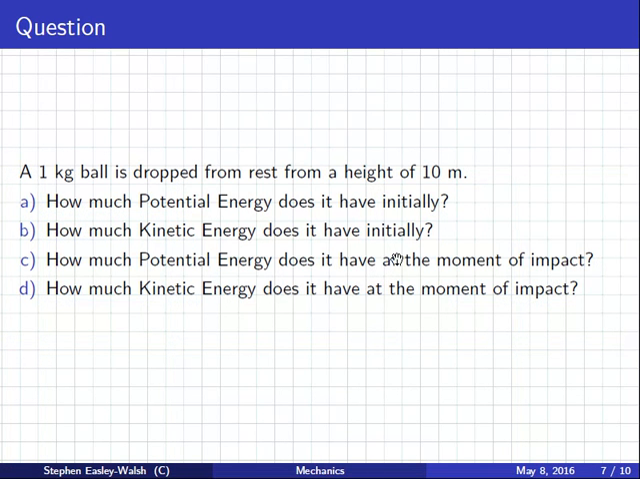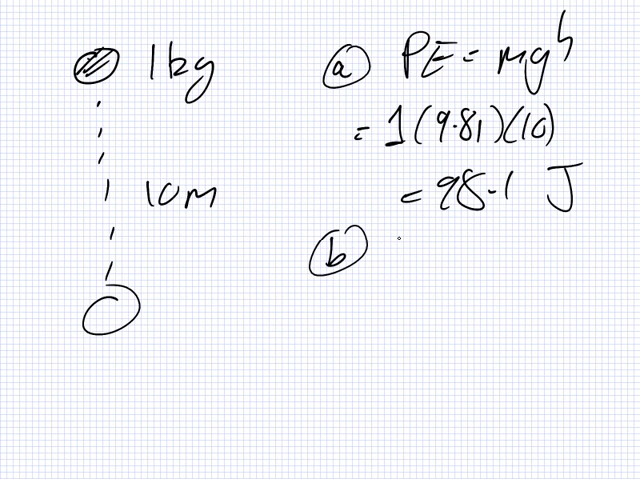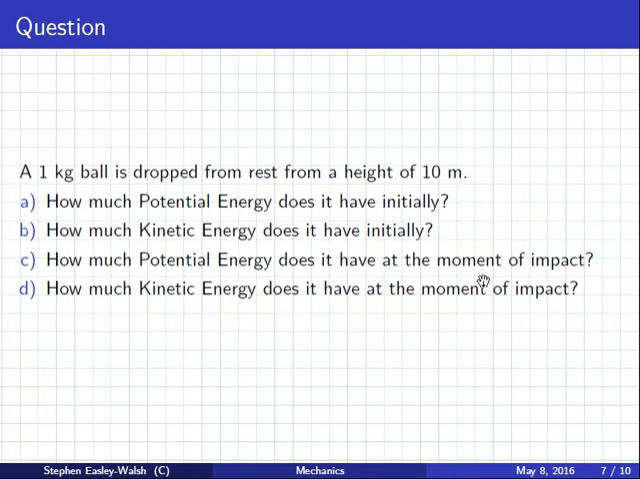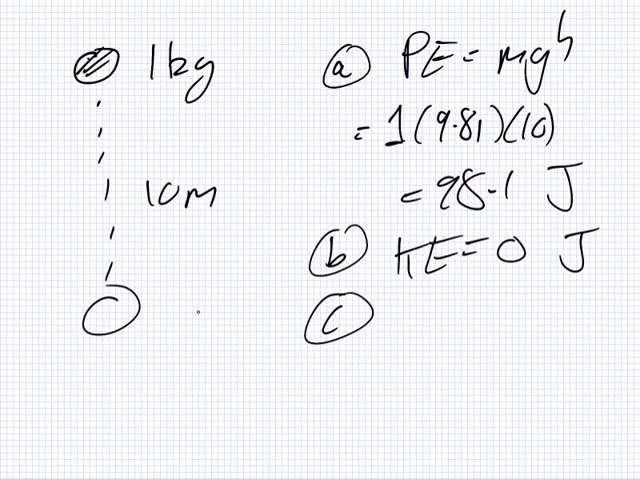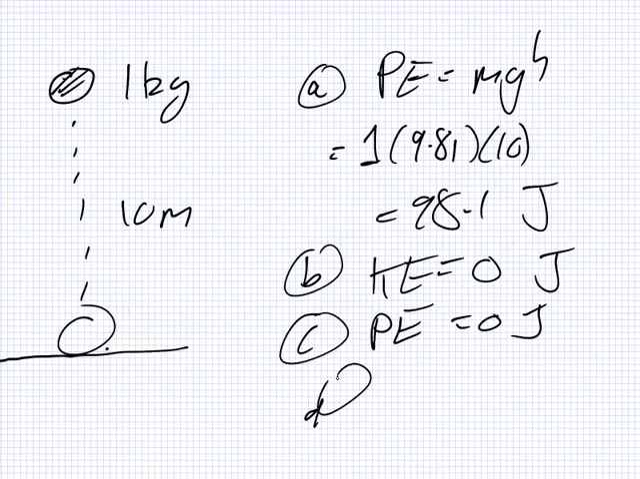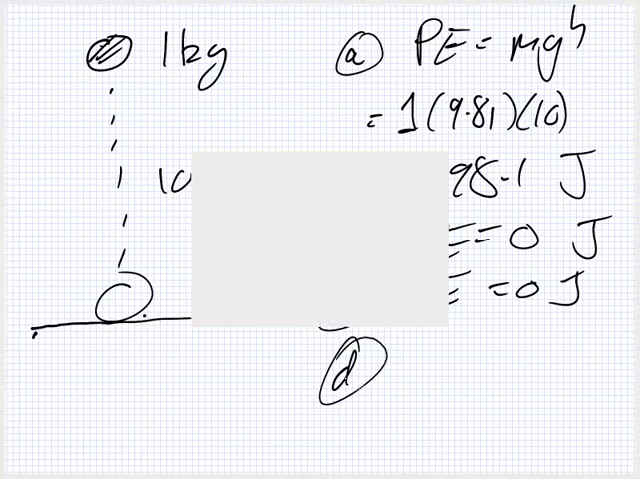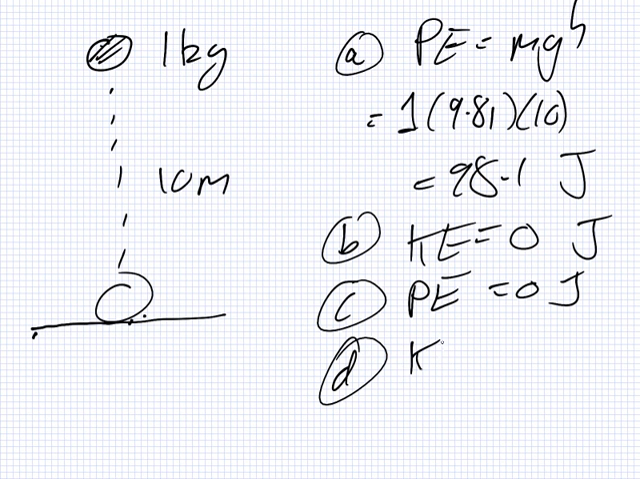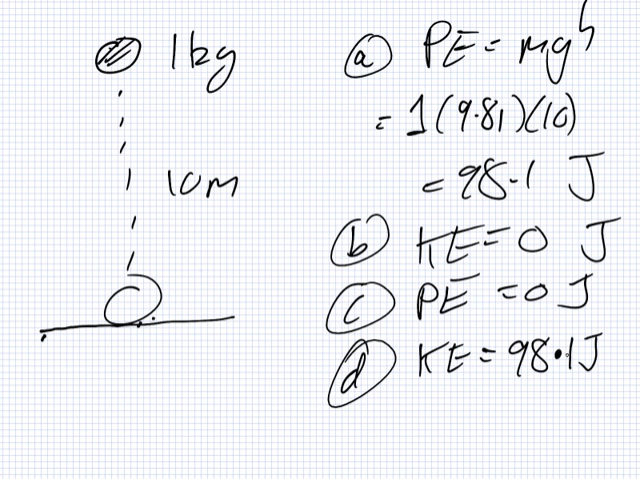How much kinetic energy does it have at the beginning? It's not moving at the beginning, so it has 0. Okay, C. How much potential energy does it have at the impact, at the end, down here? Potential energy down here: 0. And finally, how much kinetic energy does it have down here at impact? What is it? 98.1. Very good, 98.1 joules, because the kinetic energy here should equal the potential energy at the top.